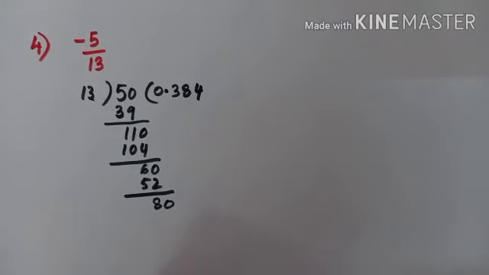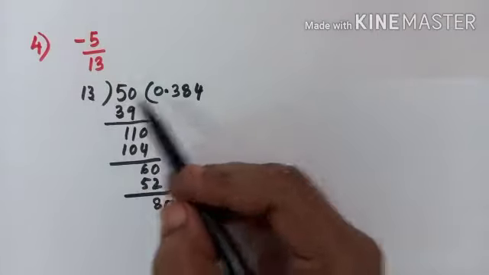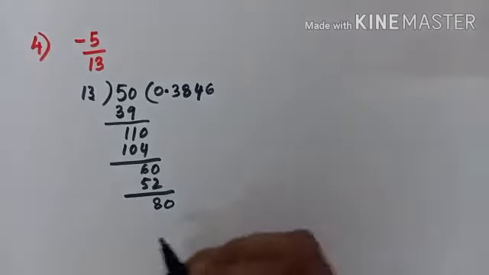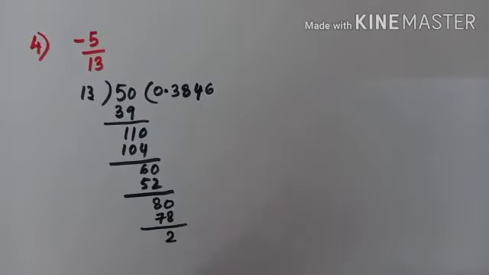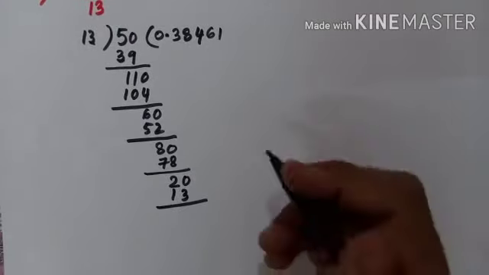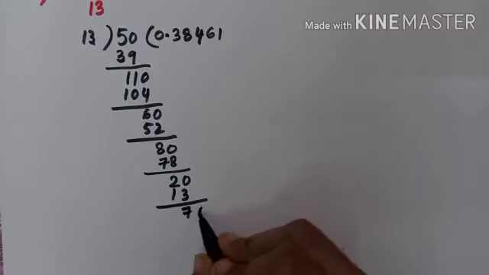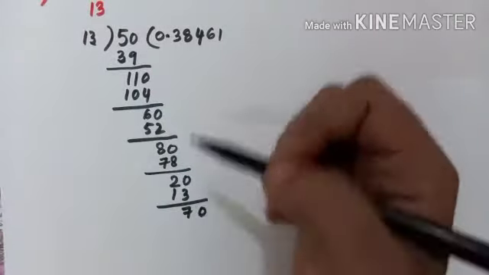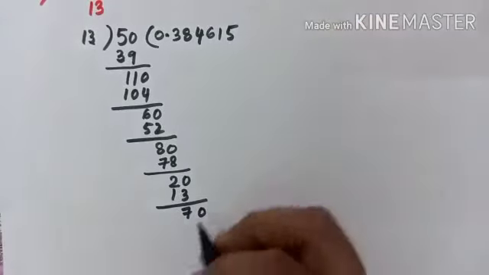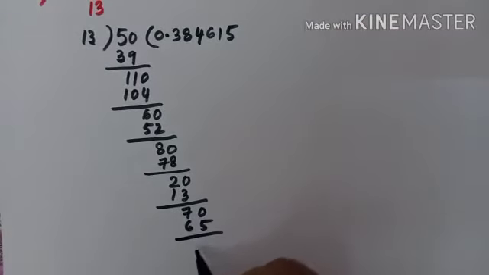Then again one more 0. Then 13 6s will be 78. So 80 minus 78, 2. Again one more 0. Then 13 1 is 13. Then 20 minus 13 will be 7. Then again one more 0. Then in the 13 table, when 70 will go, 13 5s will be 65. Then 5. So it is just going on like that only.